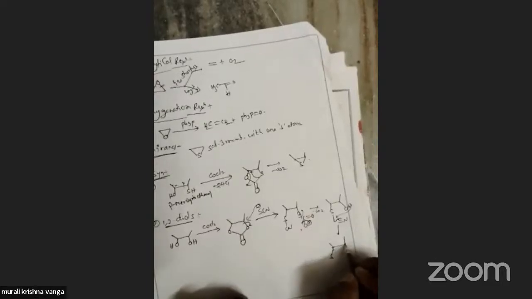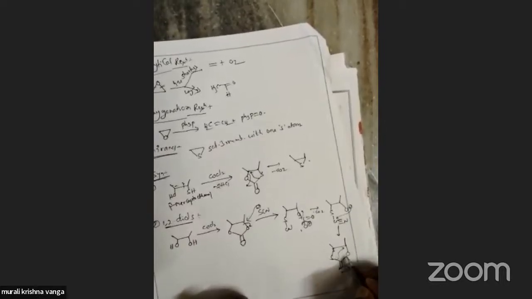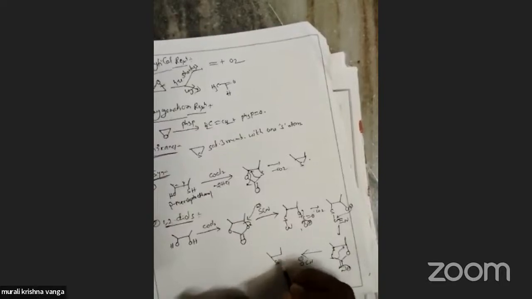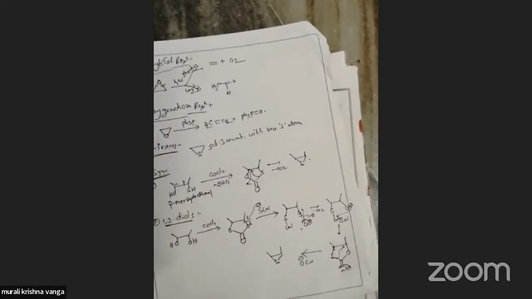It attacks at the triple bond of the cyano carbon, giving sulfur and here oxygen, CN with negative charge. It undergoes opening of the ring, then loss of OCN minus, and the thiirane product is formed.